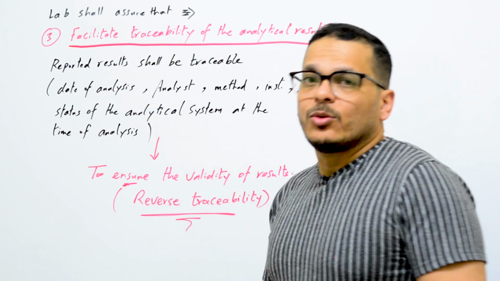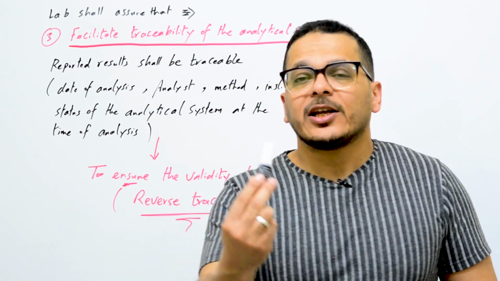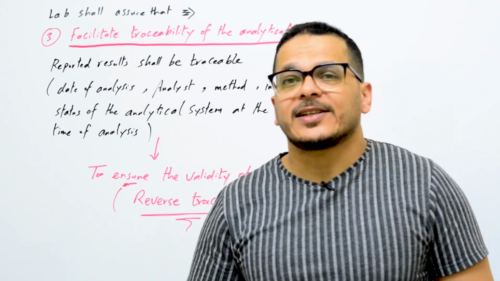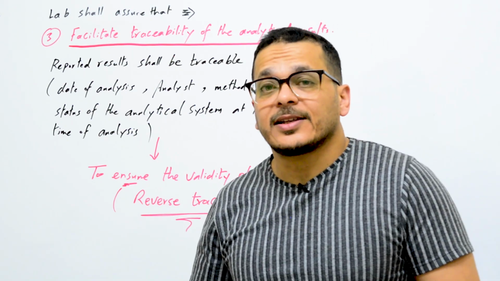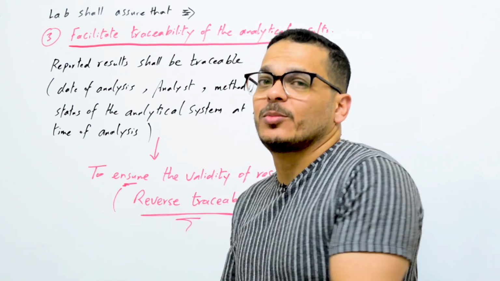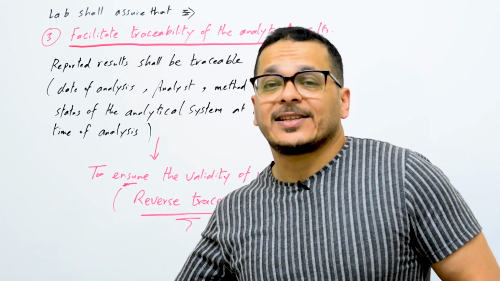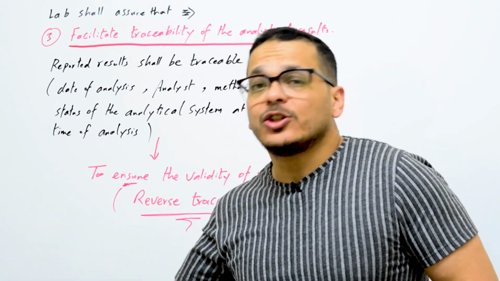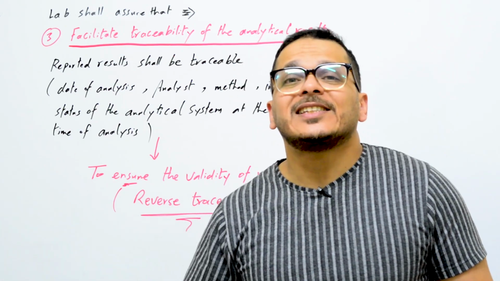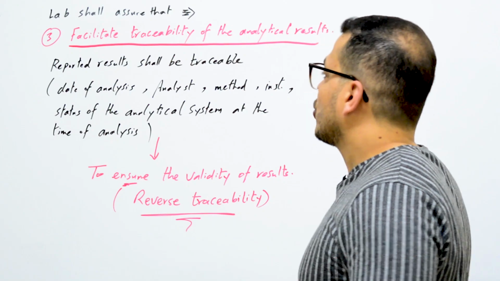Now, if the customer has a complaint about any result, he will come to the lab and say, I have a problem with this result, I am not sure that this result is right or not. So you want to make reverse traceability. You want to go back to the date that you analyzed this sample and know everything about this sample to ensure the validity of the result. So reported results shall be traceable.